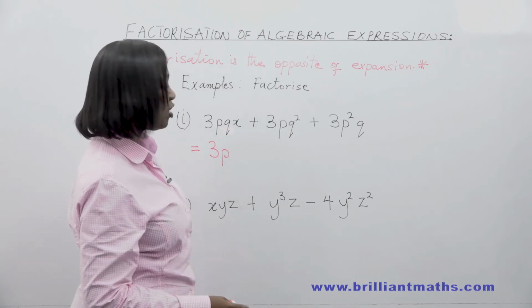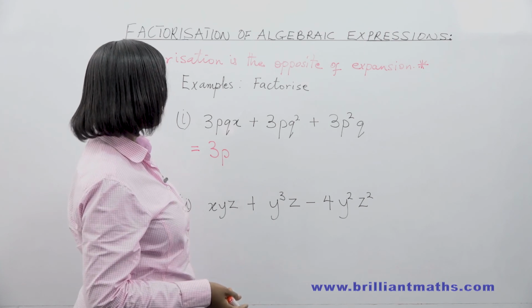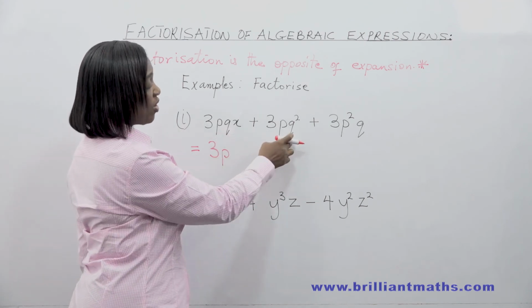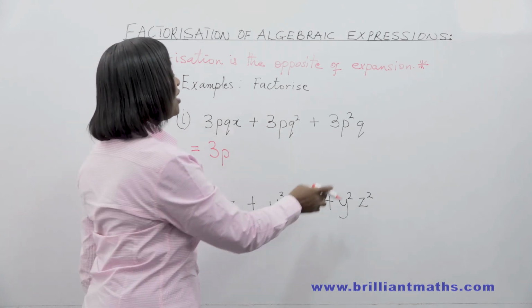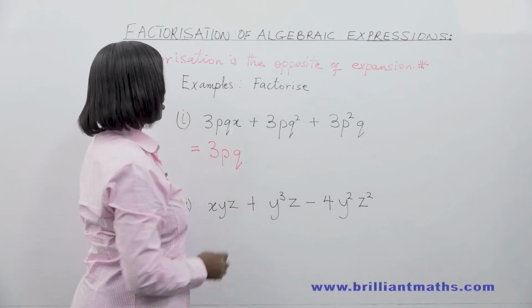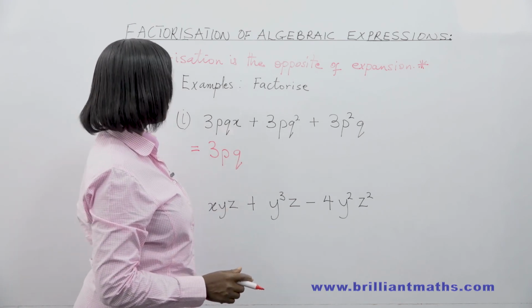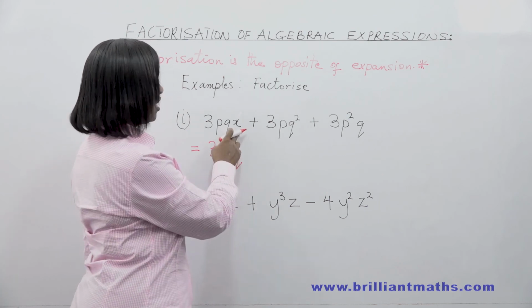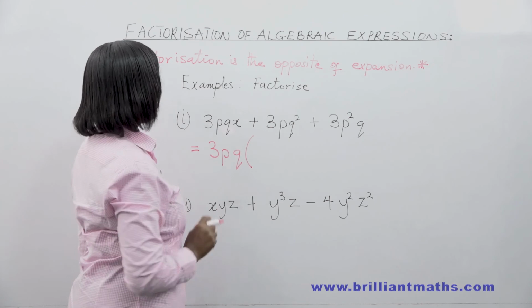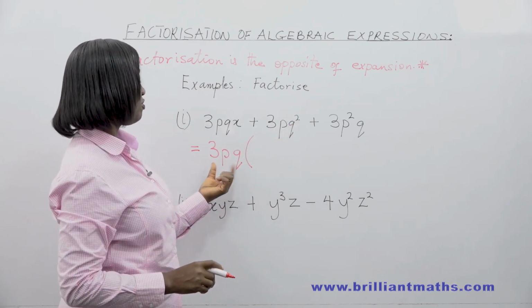Do we have another common factor? Look at it and let's see. There's a q here, there's a q squared here, and there's a q here. So q is also common. Do we have any other common factor? There's an x here, no x, no x. So that's it. We're going to divide each of these terms by the highest common factor, 3pq.